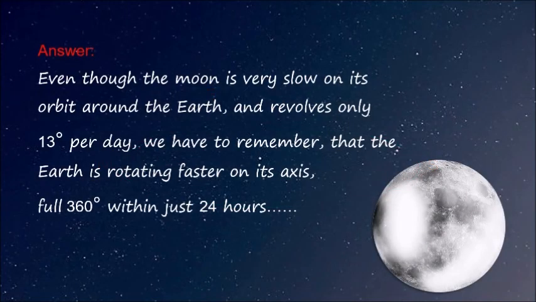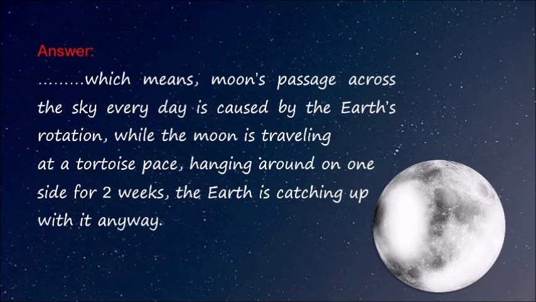Even though the Moon is very slow on its orbit around the Earth and revolves only 13 degrees per day, we have to remember that the Earth is rotating faster on its axis, one full 360 degrees within just 24 hours. Which means Moon's passage across the sky every day is caused by the Earth's rotation. While the Moon is traveling at a tortoise pace, hanging around on one side for 2 weeks, the Earth is catching up with it anyway.